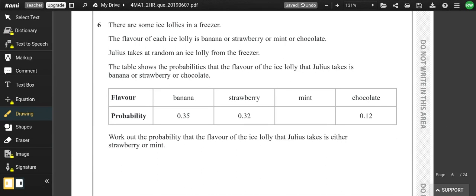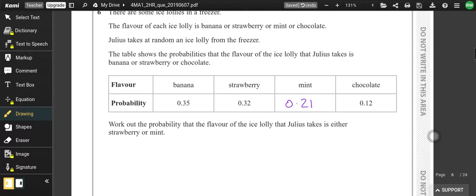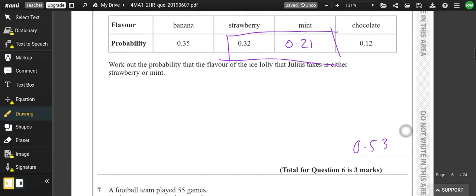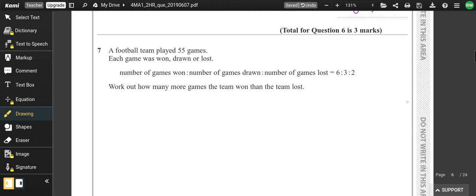Okay, probability. You had to do 1 minus all of those added together, and I think that was 0.21. But it says work out the probability that Julius takes either strawberry or mint, so those two added together, 0.53. Some of you added those together and still got the wrong answer. So just double check those.